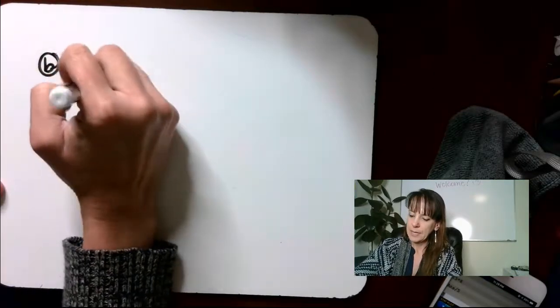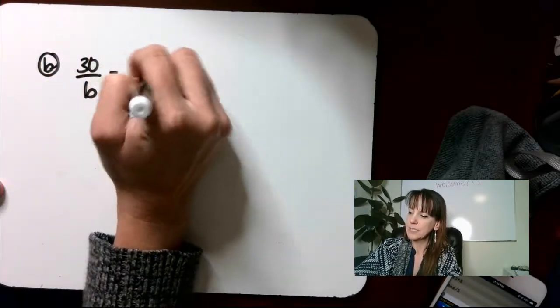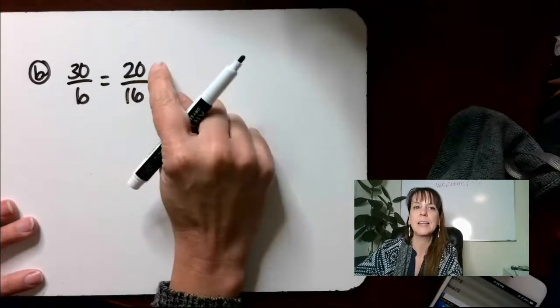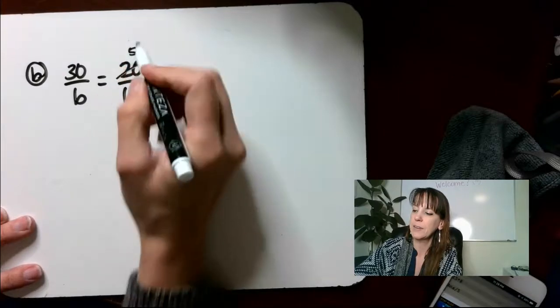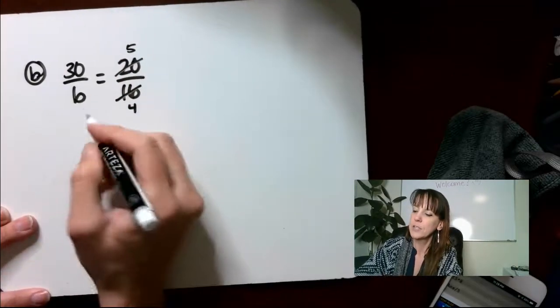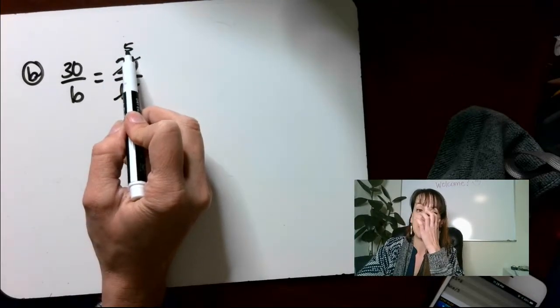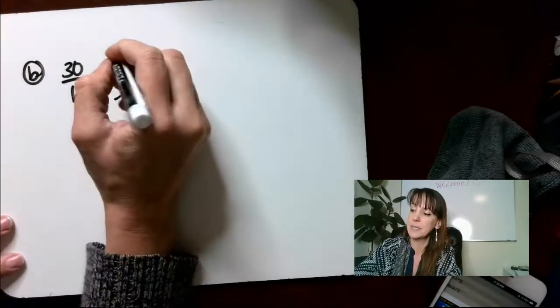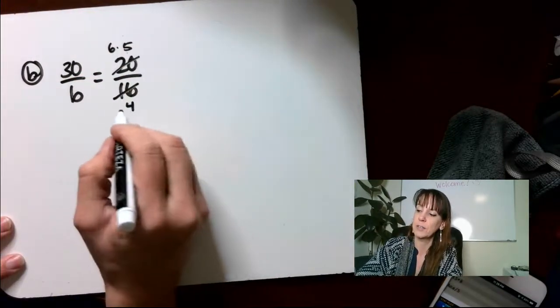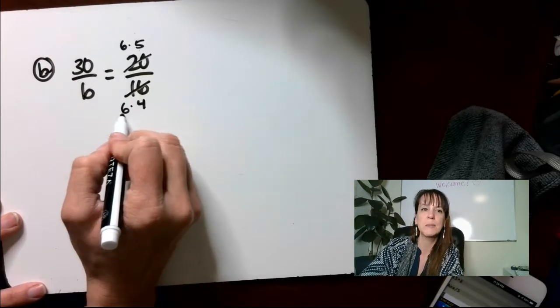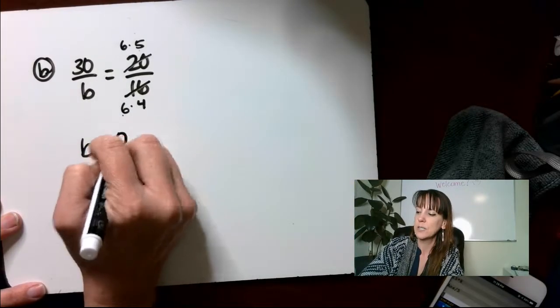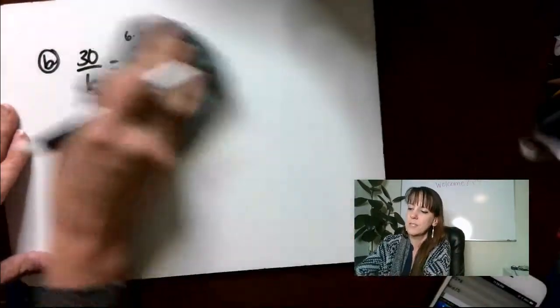30 over B equals 20 over 16. Again, we can cut these in half. We can actually divide by 4, right? Divide this by 4, we get 5. Divide this by 4, we get 4. So what do I need to multiply 5 by to get 30? Times it by 6. That gives me 30. If I do it on the top, I'm going to have to do it on the bottom. 4 times 6 gives me 24.